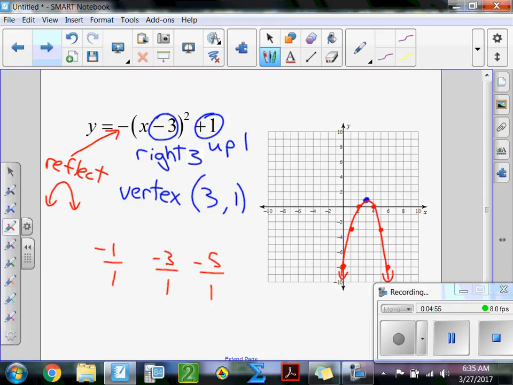And again, my x-intercepts are going to be where they cross the x-axis. So this time that's at 2 and 4. So 2 comma 0 and 4 comma 0.